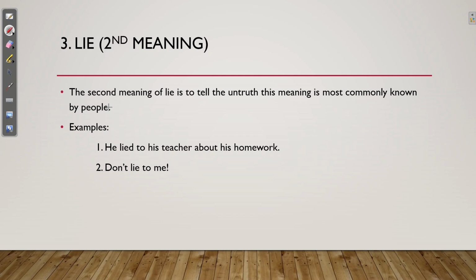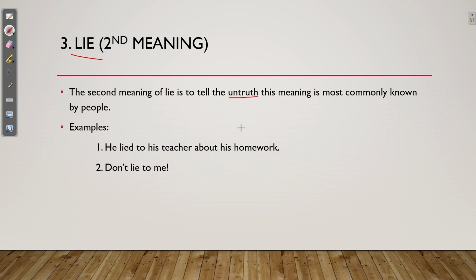I told you that maybe some people are using it unconsciously in their sentence making or maybe in talking, but they don't really know what the meaning is, and even if they know, they don't know that the spellings are also the same, okay? But some do know both of the meanings. So moving toward the second meaning, the second meaning of lie is to tell the untruth. Now, what we simply call झूठ बोलना, that is, telling a falsehood, we call lie, right? So remember that this meaning is the most commonly known, and in the examples below you can see that he lied to his teacher about his homework, right?